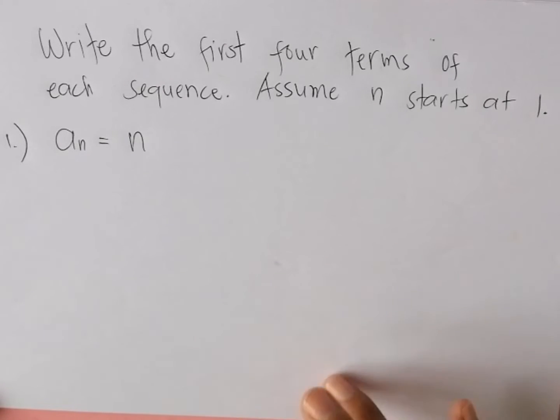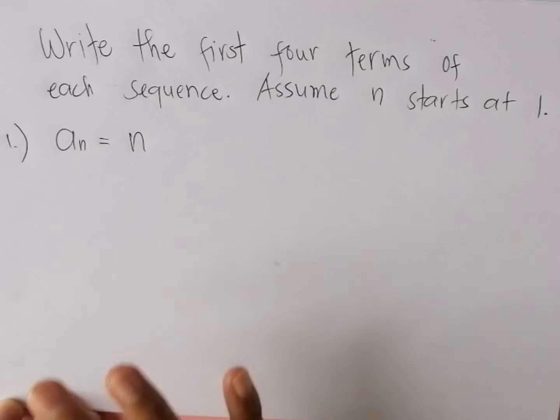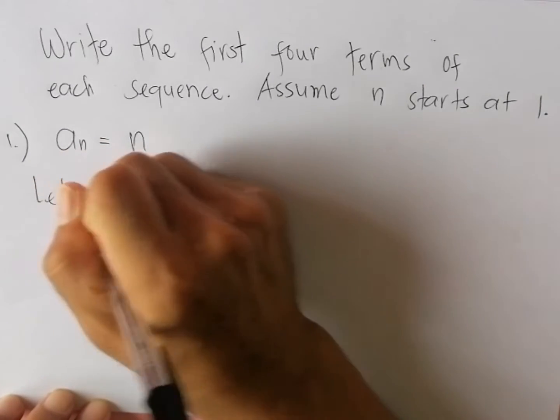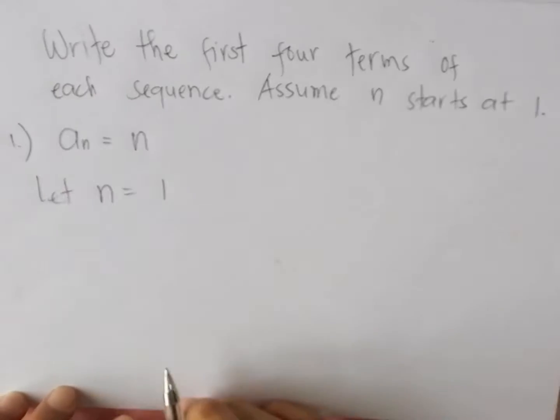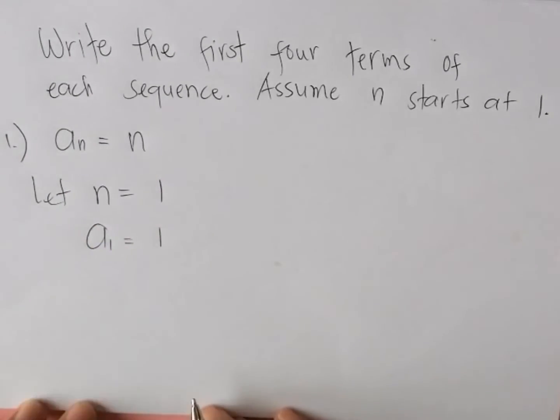Write the first four terms of each sequence. Assume n starts at 1. For number 1, a sub n is equal to n. So let n is equal to 1. So we have a sub 1 is equal to 1.